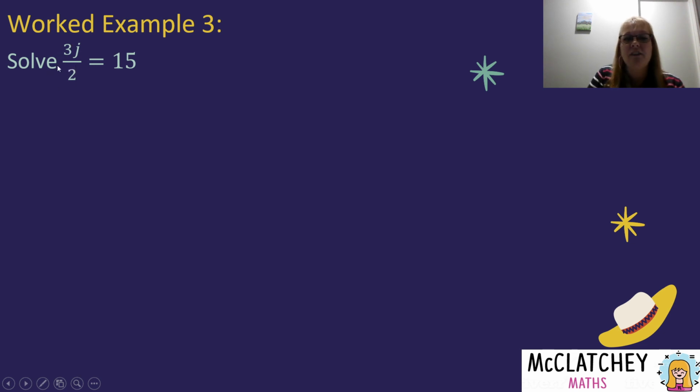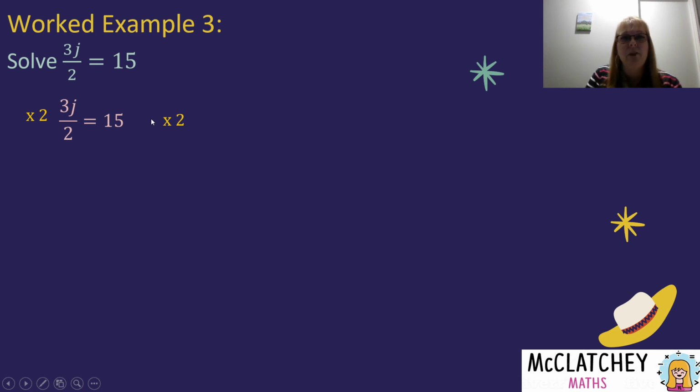It's a division here. If anything's in a fraction, it just means divide. So to undo divide, I'm going to multiply. So we're going to be bringing this 2 to the other side through multiplication. So I've rewritten the question now to show you. I'm going to times this side by 2, and then I'm going to times the right-hand side by 2.